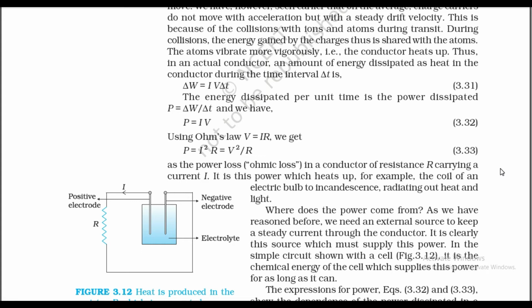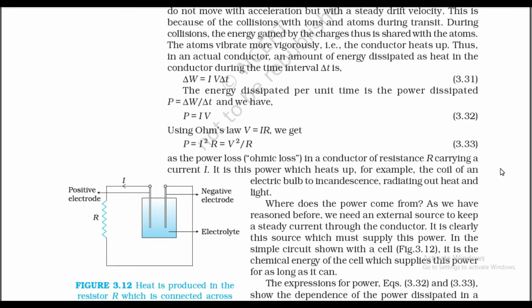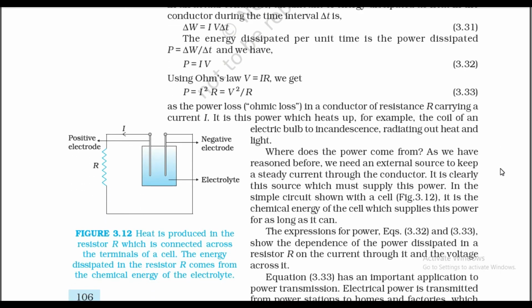It is this power which heats up, for example, the coil of an electric bulb to incandescence, radiating out heat and light. Where does the power come from? As we have reasoned before, we need an external source to keep a steady current through the conductor. It is clearly this source which must supply this power. In the simple circuit shown with a cell, it is the chemical energy of the cell which supplies this power for as long as it can.